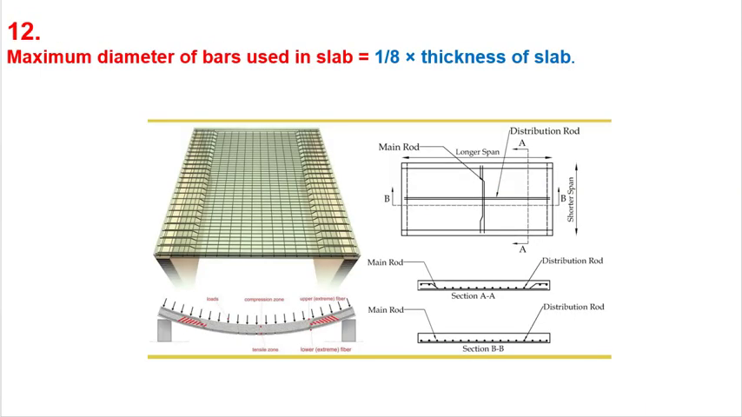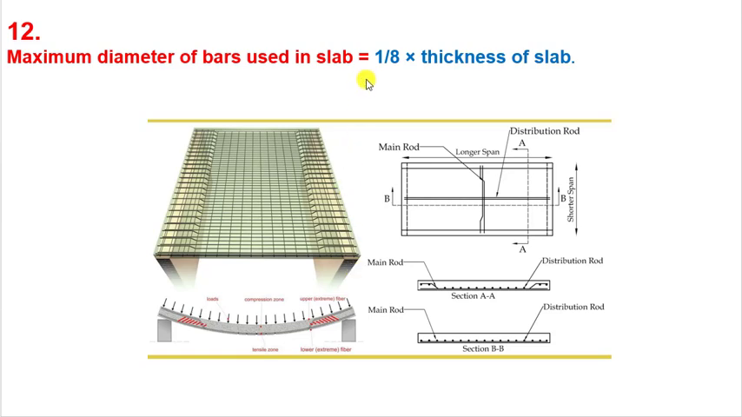The next important point for today's discussion is the diameter of the reinforcement bar to be used in a slab. As we know, the diameter of the reinforcement bar or steel bar to be used in a slab depends upon the thickness of the slab. How thick is your slab? The diameter of the reinforcement depends upon it, so it is directly proportional. If the thickness of the slab increases, you need to increase the diameter of the bar.